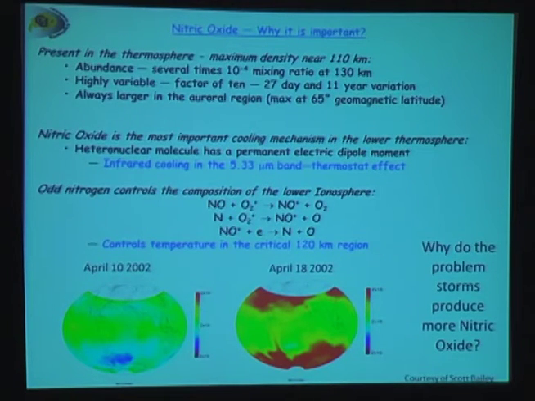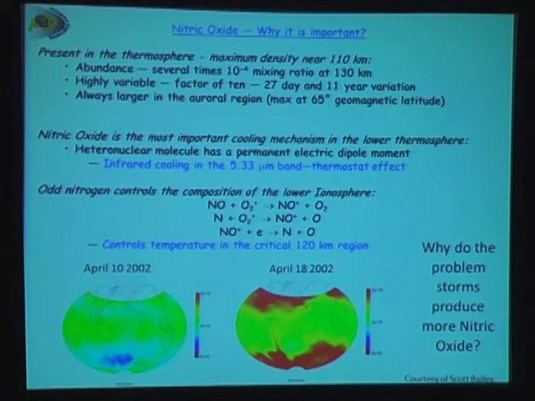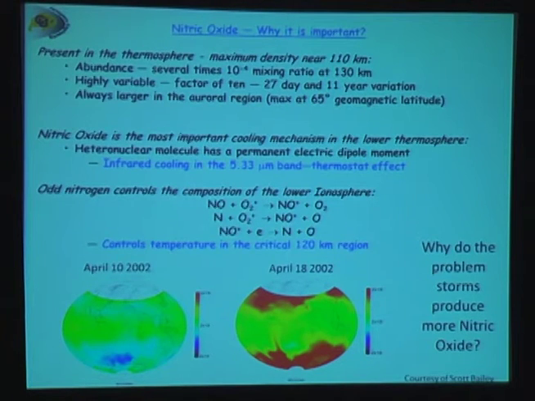Well, why is nitric oxide important? It is essentially, as I said, a very strong infrared cooler. It has a thermostat effect. You put energy in, energy glows back out. It is controlled by electron precipitation into the auroral zone in the 1 to 10 keV region, and also by the temperature of the atmosphere. The higher the temperature, the more active the molecule is. So before the storm, after the storm.